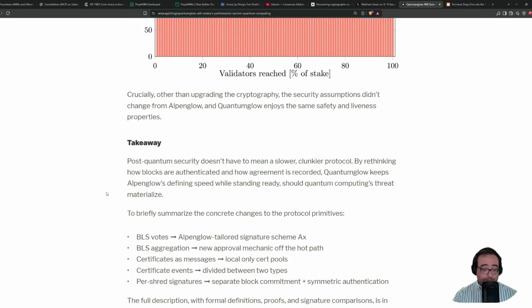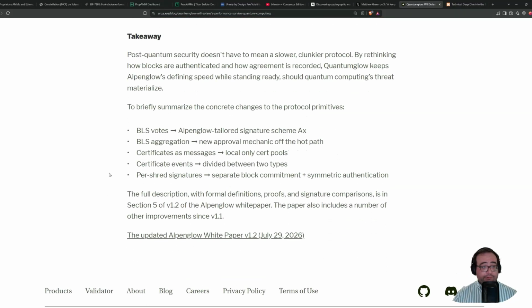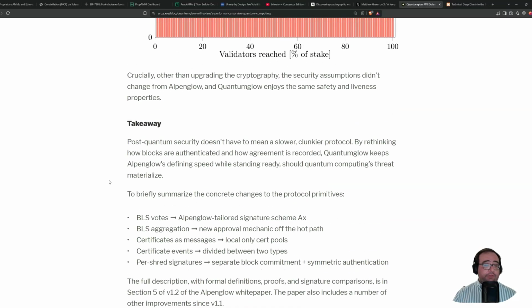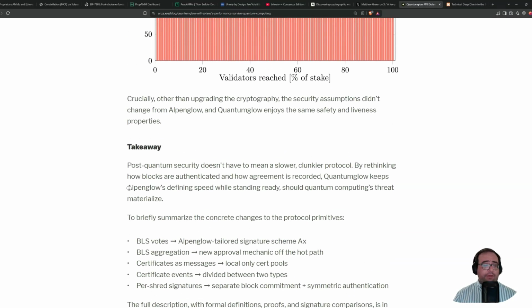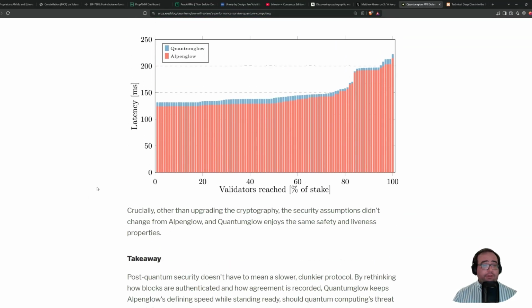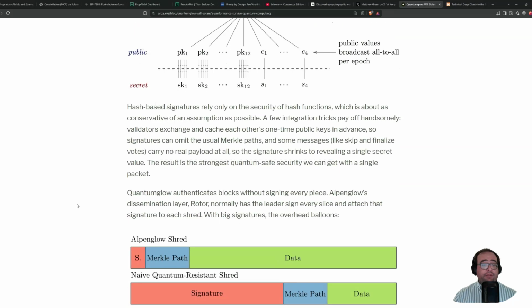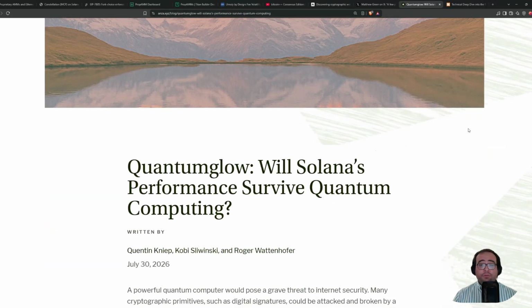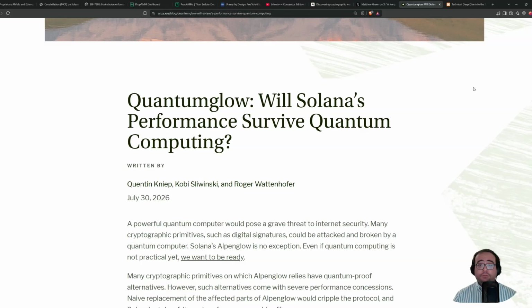So that's awesome. Now, of course, it's a new protocol, so more work is needed to be sure that everything is all right. But this was very nice, very impressive. So let's see. But good news for the post-quantum transition of Solana.